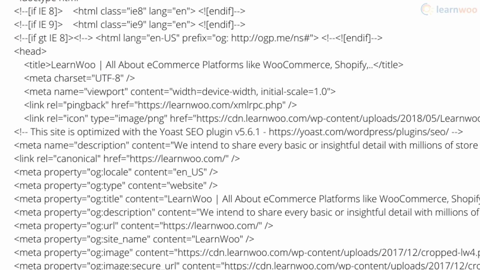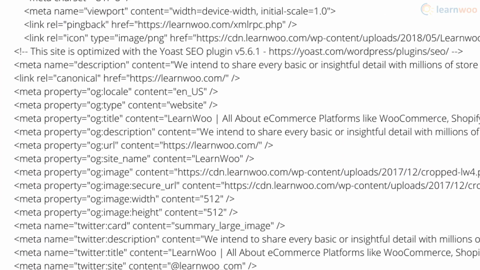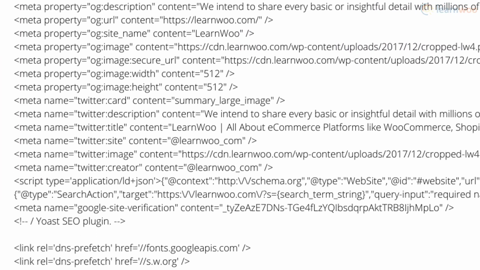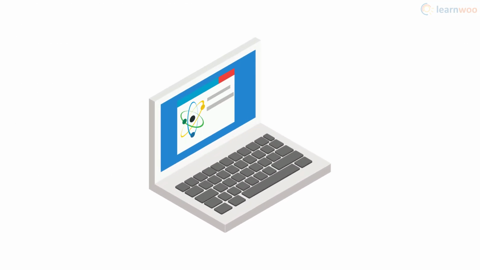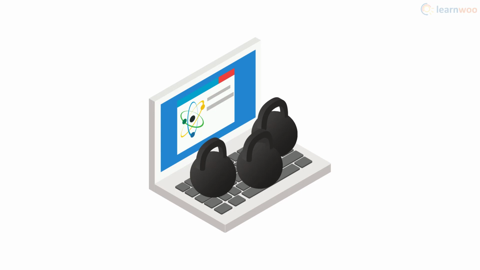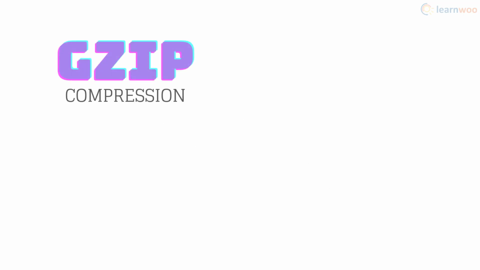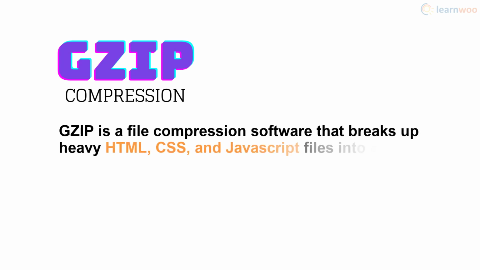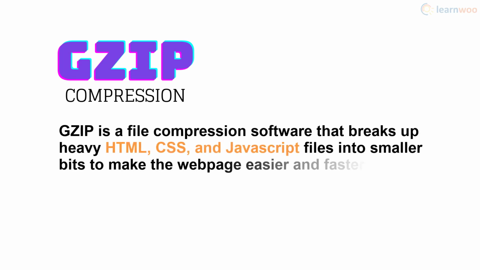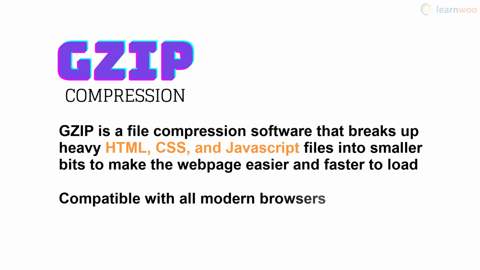A website's code generally contains whitespaces, comments, and page breaks to make it easy for human eyes to follow. However, all this formatting takes up unnecessary space and becomes a huge burden while transferring the information across to a user. GZIP is a file compression software that breaks up heavy HTML, CSS, and JavaScript files into smaller bits to make the web page easier and faster to load. And since all modern browsers support GZIP, there are no compatibility issues either.